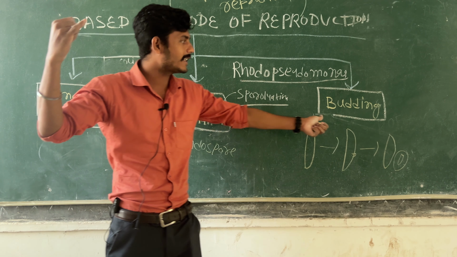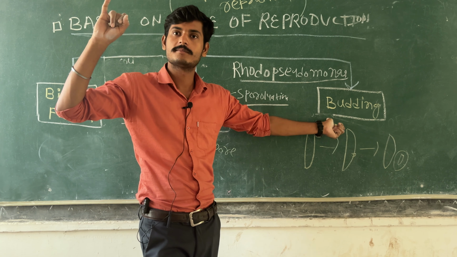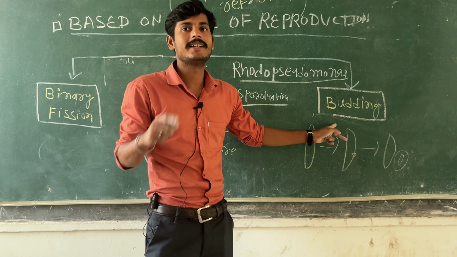Then the third type is budding. What is budding actually? From the bacteria, there is an outgrowth mass formation, and over a period of time that mass will detach and form an independent organism. Example is Pseudomonas. Binary fission is the preferable mode of reproduction in bacteria. Spore formation is for coping with unfavorable environment, and this is rarely seen.